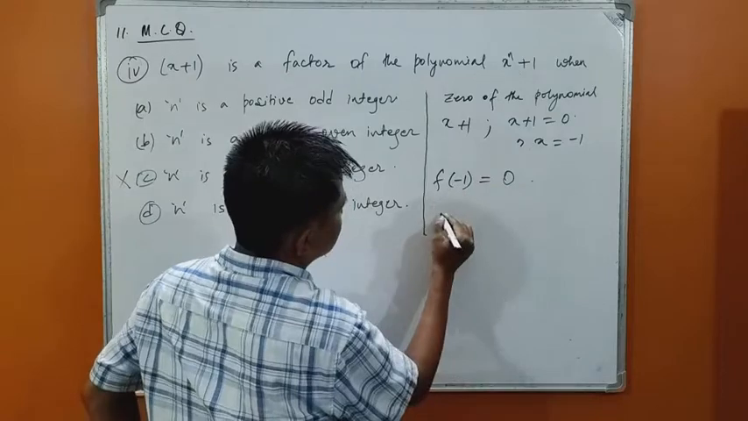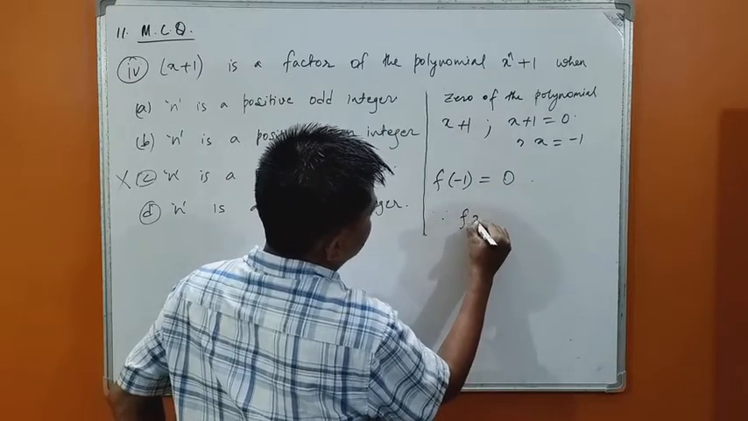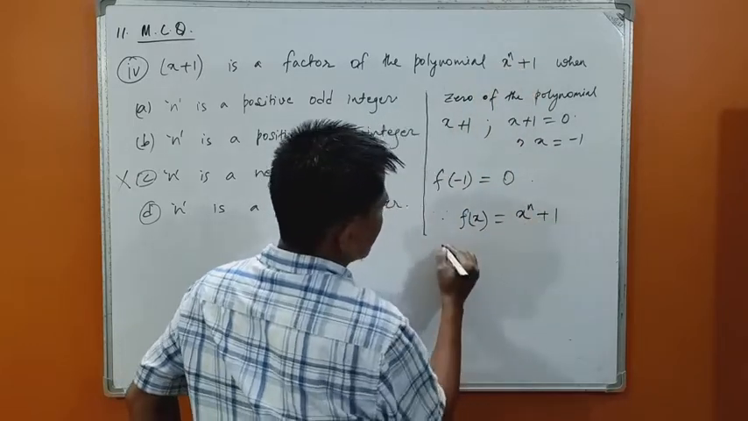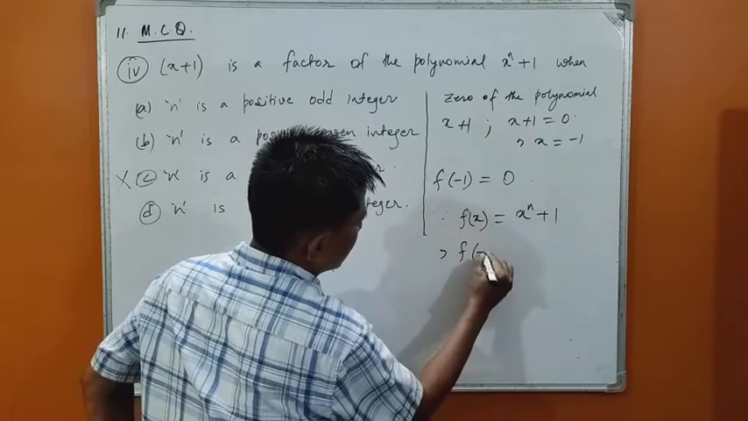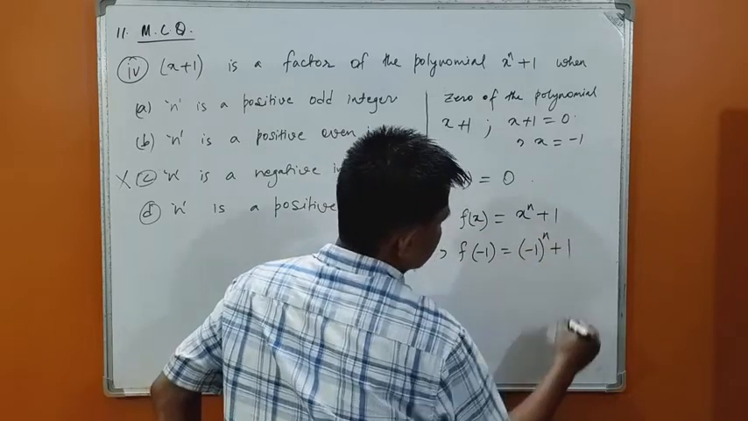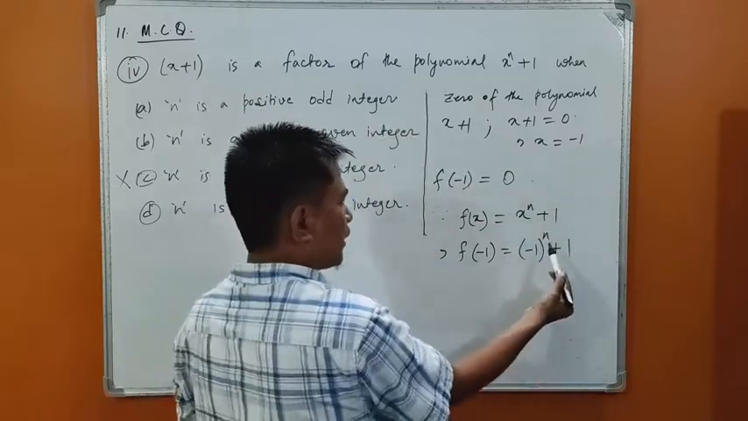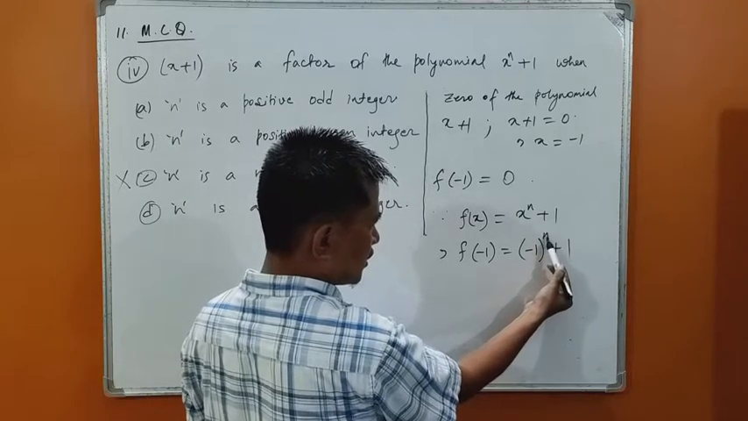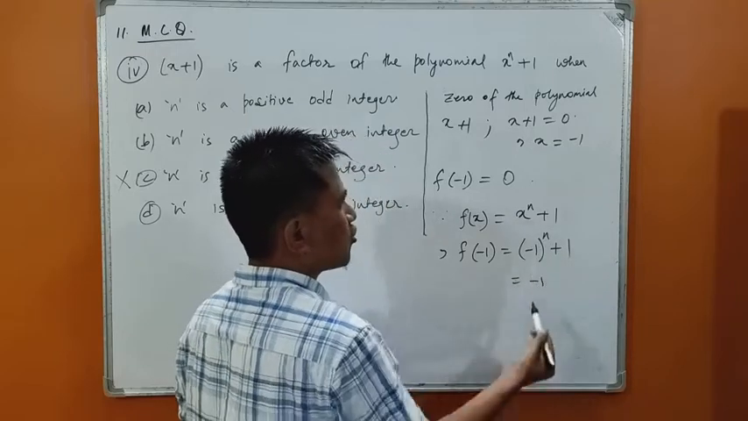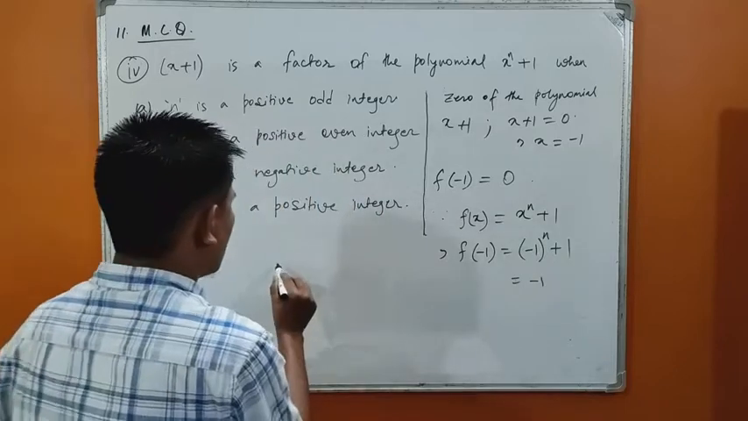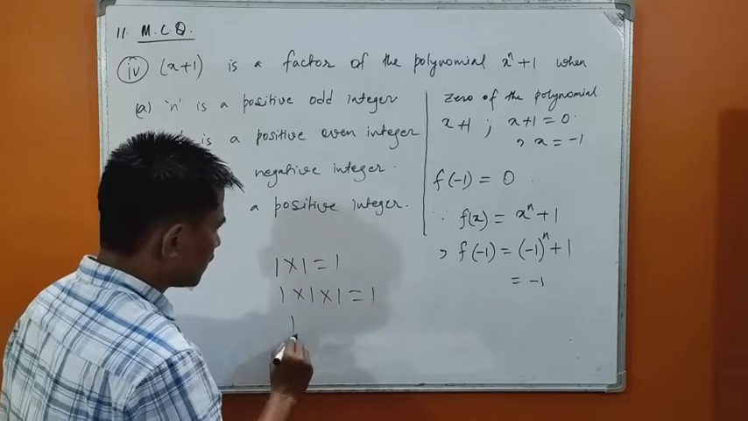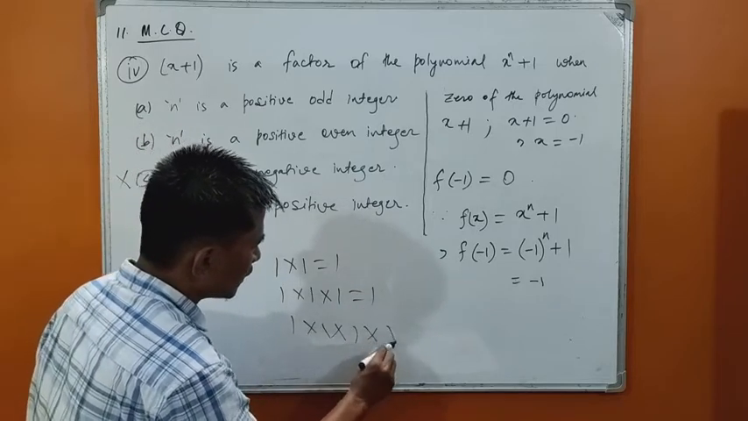So let's say f(x) equal to x to the power n plus 1. Then f(minus 1) equal to (minus 1) whole to the power n plus 1. Now, if the power is odd, then this minus will remain minus 1. No matter how many times you multiply 1, 1 into 1 is 1, 1 into 1 into 1 is 1, 1 into 1 into 1 into 1 into 1.